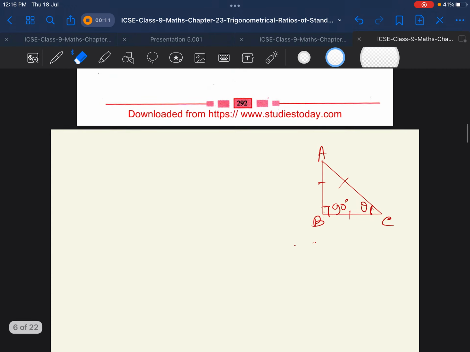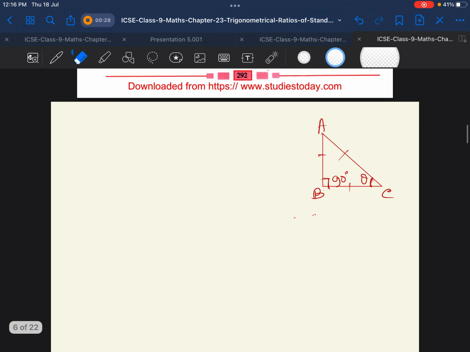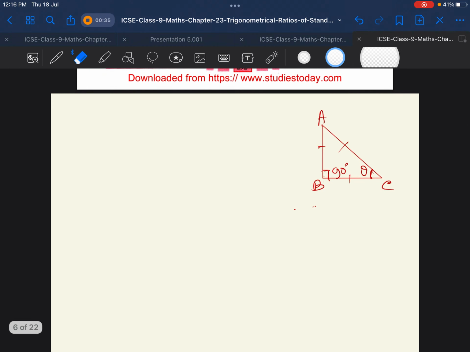Today I will teach you the trigonometrical ratios of standard angles. This is the second chapter of trigonometry. First, let us remember the previous chapter once again. In the previous chapter we saw trigonometrical ratios. So what is a trigonometrical ratio? The ratio of two sides is a trigonometrical ratio.